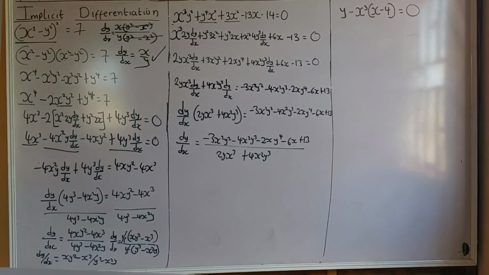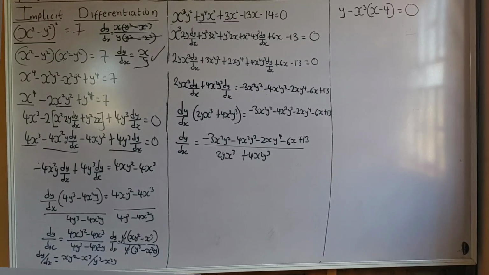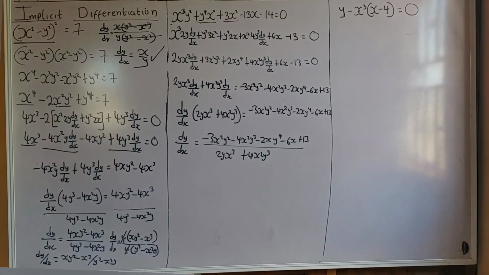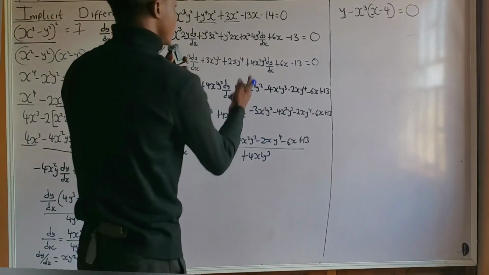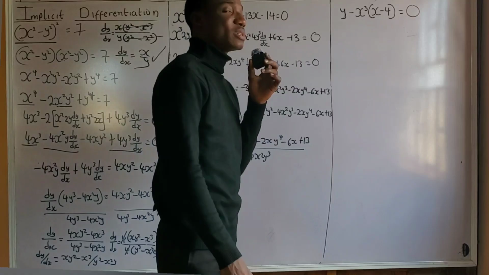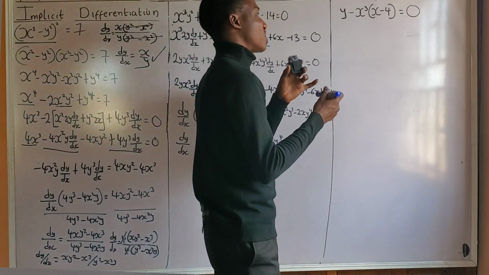The first thing to note is that you first have to identify what you are differentiating and also what you are differentiating with respect to. Are you getting it? In this case, we are differentiating y with respect to x. So anytime I differentiate y in this function, I'm going to multiply that derivative by dy over dx. Okay, so let's look at this question that we have on the board.